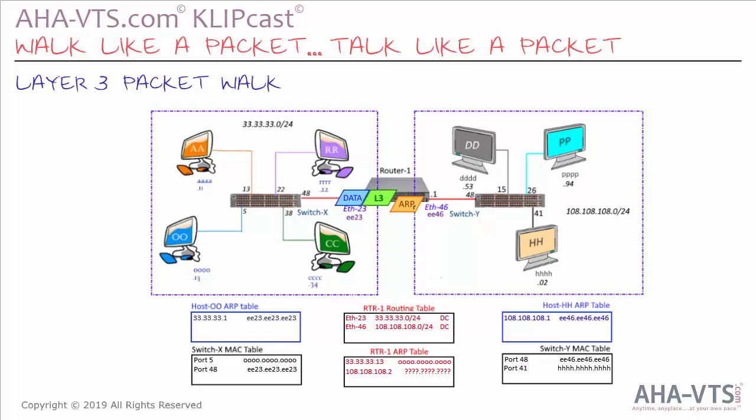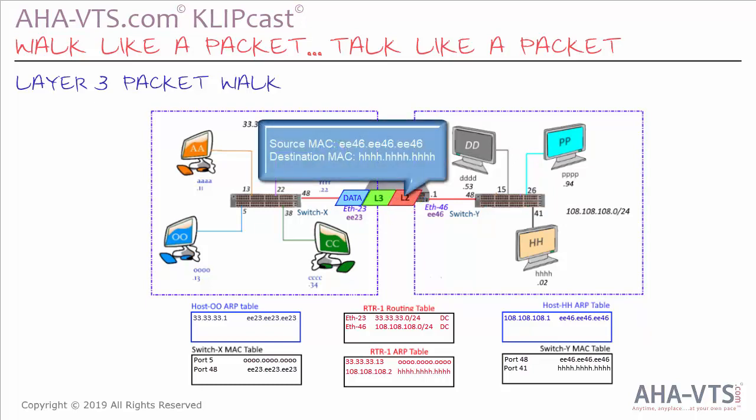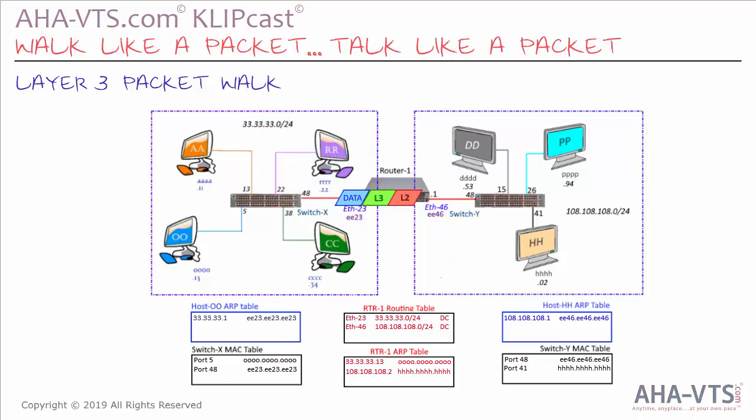Once router 1 receives the ARP reply, it can now construct the layer 2 header with the source and destination MAC of router 1 and host HH respectively. As the new layer 2 header is constructed and added to the existing data and layer 3 header, router 1 can now send information successfully to host HH.